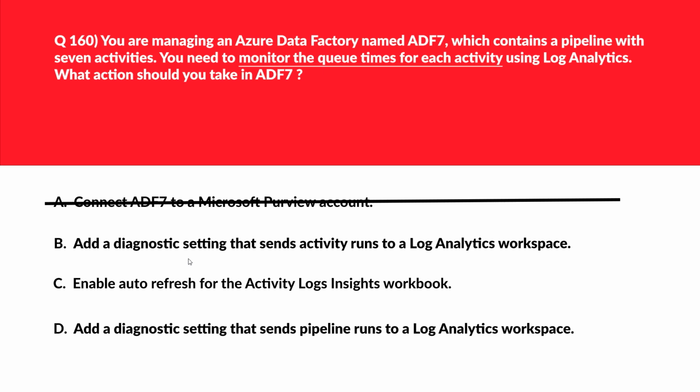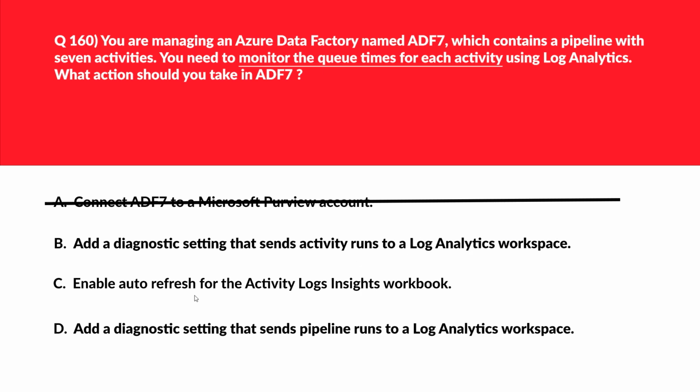B says add a diagnostic setting that sends activity runs to a Log Analytics workspace. So this setting allows you to monitor queue times across the activities by sending detailed activity run logs to Log Analytics. So let's park this. Let's move to option C.